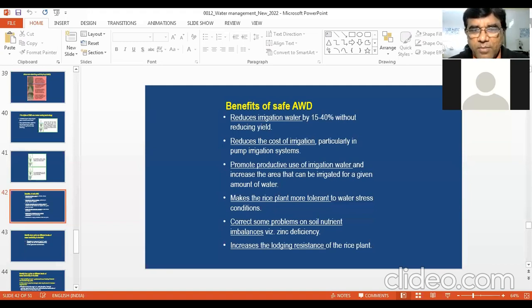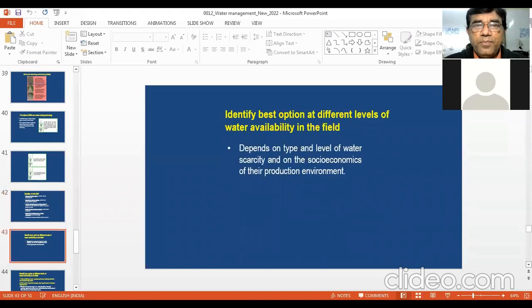Correct some problems of soil nutrient imbalances like zinc deficiency. Zinc deficiency is more common in flooded soils. If your soils are continuously flooded, then you will have zinc deficiency. But if you have intermittent cycles of wetting and drying, then zinc availability increases. It also increases the lodging resistance of the crop plant because of better root growth and aeration in the soil.